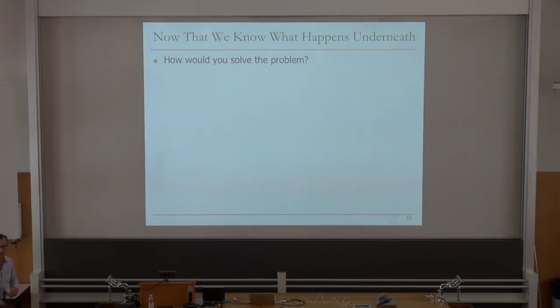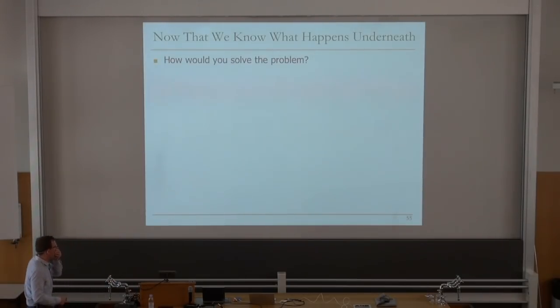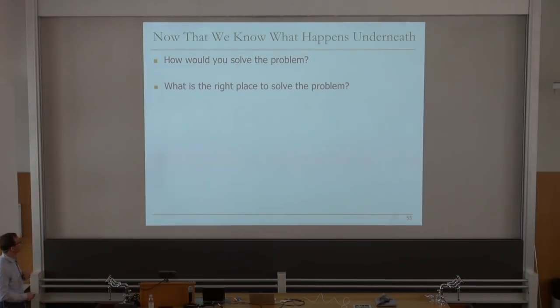Okay, basically that's the next question, right? Now that you understand what's going on, actually I don't have the data over here, but in the paper we definitely have the results. If you look at stream versus random, I think stream slows down by 10% when it's run together with random, and random slows down by almost 3x, very similar to MATLAB and GCC. But we can analyze it much better because we know the program much better. Okay, how do you solve the problem basically? What is the right place to solve the problem?